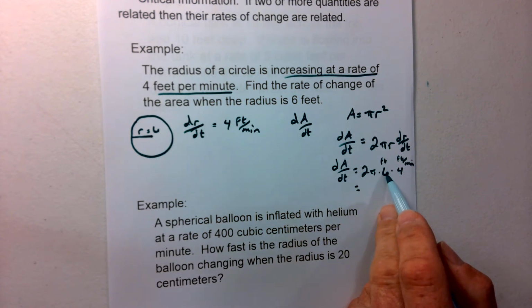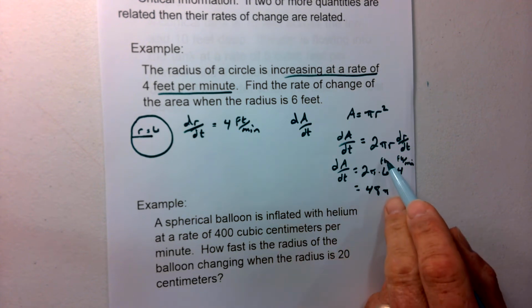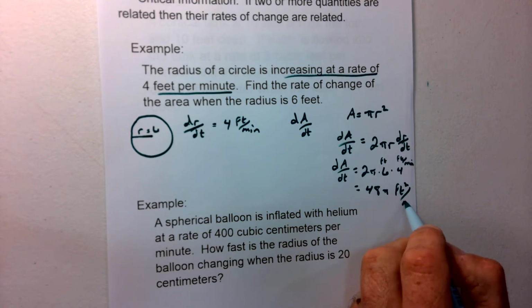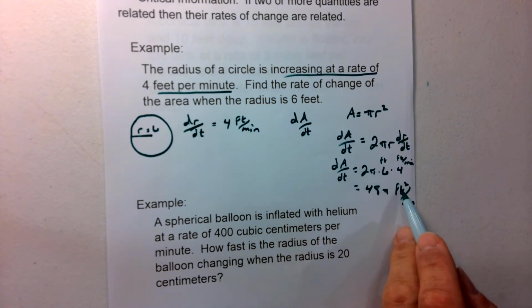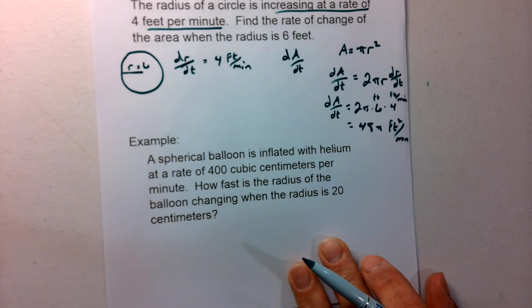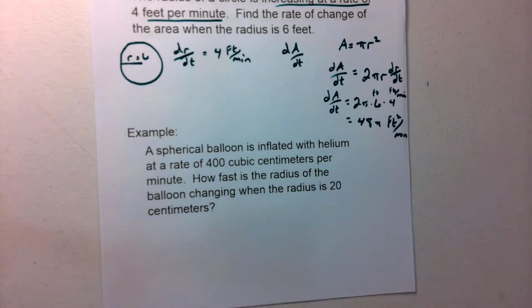2 times 6 gives us 12, times 4 gives me 48 pi, and my units are going to be feet times feet per minute, or feet squared per minute. That should make sense to us since we're talking about area changing. Area is going to be in square units per minute. So we know that the area is changing at 48 pi feet squared per minute. Very important that we remember our geometric formulas for area and volume and all those good things.